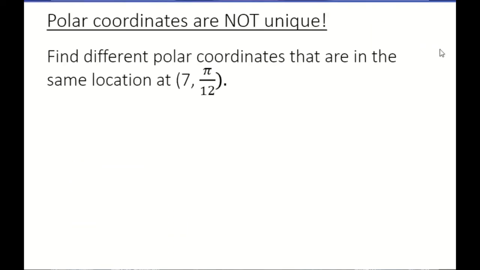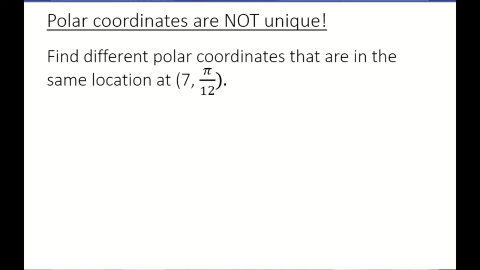Again, something I've emphasized a lot here is that polar coordinates are not unique. So we can find multiple different points at the same location. So let's say we wanted to find different polar coordinates that are in the same location as the given one. And oftentimes what I'll ask is, find a polar coordinate that's in the same location as this, but that fits some kind of restriction. So maybe I'll say, find a polar coordinate that's in the same location with a negative r value or a negative theta value.